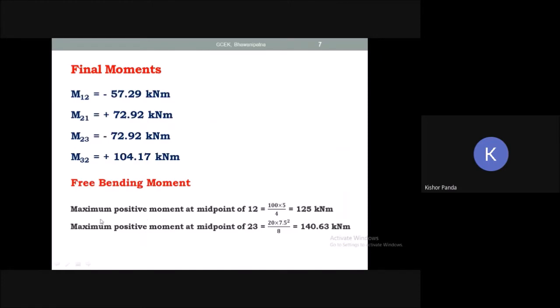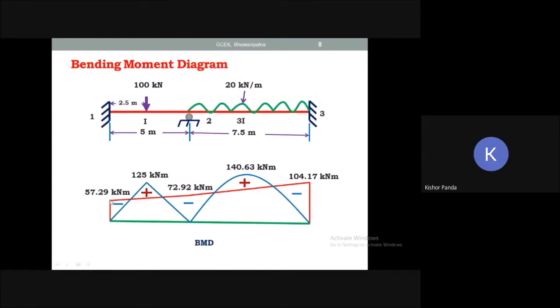Free bending moment. Maximum positive moment at midpoint of 1, 2: 100 into 5/4, WL/4, you know. So this is 125 kilonewton meter. Maximum positive moment at midpoint of 2, 3: this is WL square by 8, 20 into 7.5 square by 8, 140.63 kilonewton meter. So this is the positive moment for span 1, 2 and for span 2, 3. Then draw the bending moment diagram.